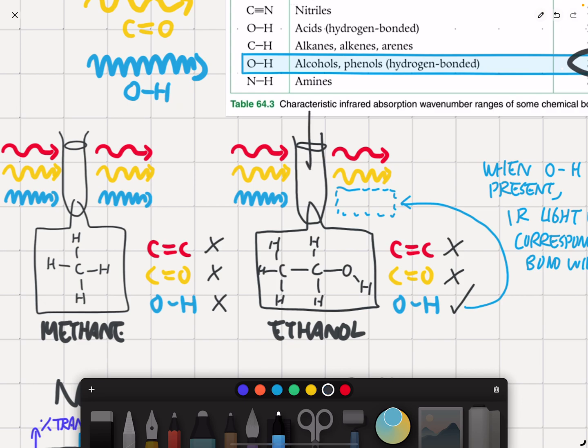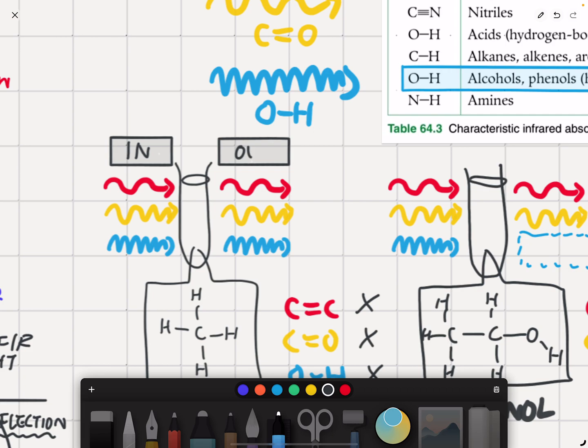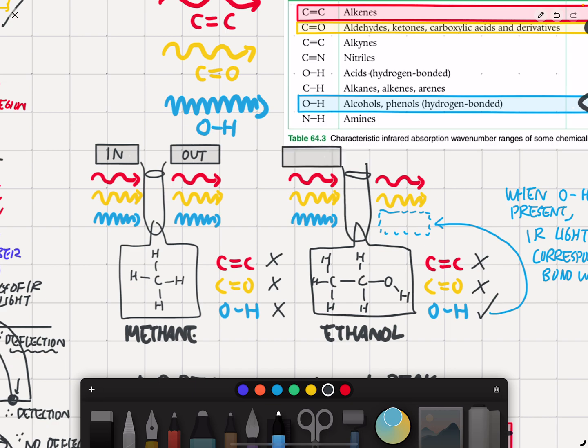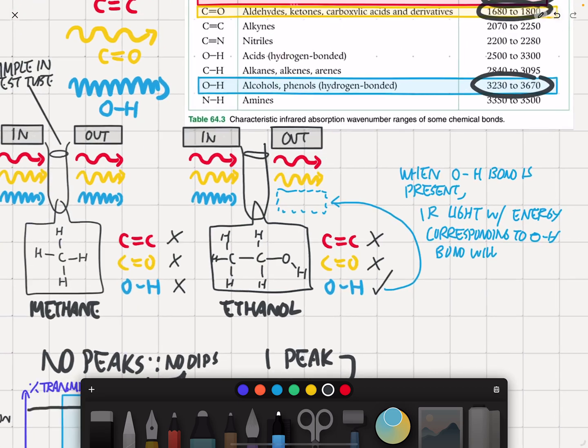Note that the molecule is inside the test tube. So if it absorbs the blue infrared light, it will be missing in what comes out. Therefore, you can say that these are the infrared light that goes into the sample, and these are the infrared light that comes out. So when we compare what goes in and what comes out, we can tell which bond is present in our sample. By comparing them, we can find out which wave number is missing, and therefore which bond is present.